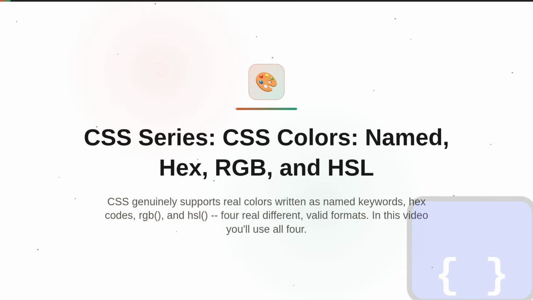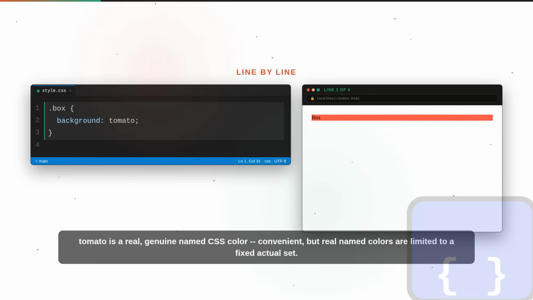CSS supports colors written as named keywords, hex codes, RGB, and HSL, four different, valid formats. In this video you'll use all 4. Tomato is a named CSS color, convenient, but named colors are limited to a fixed set.